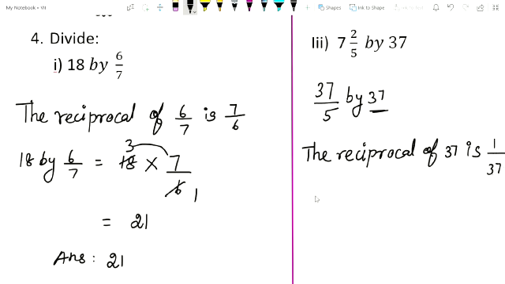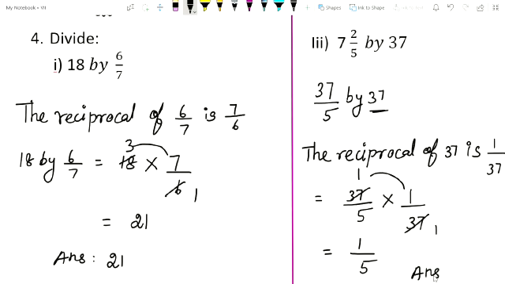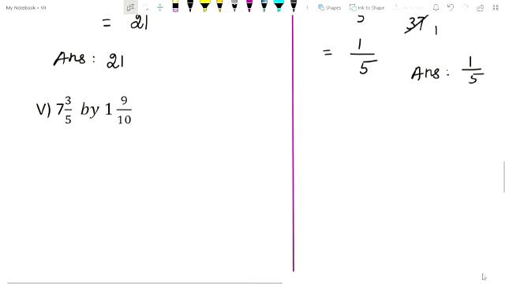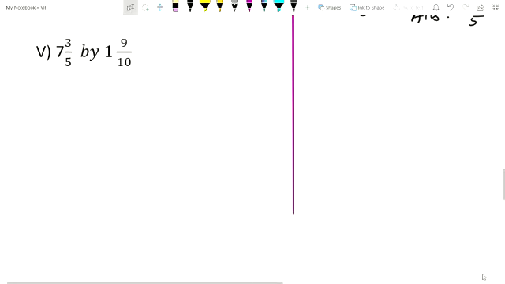Okay children. Now you divide this children. 37 by 5 into 1 by 37. Now cancel this. 37 ones are 37. 37 ones are 37. Now in the numerator place 1 into 1 you get 1. 5 ones are 5. So what is the answer children? 1 by 5. Do you understand children? Let's move on to the next question. See the next question.